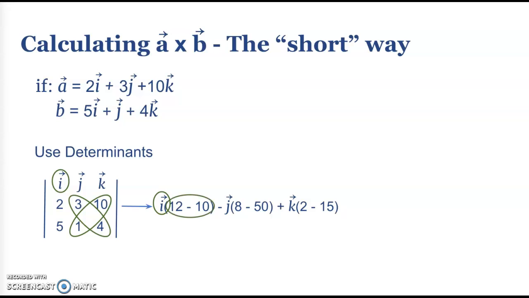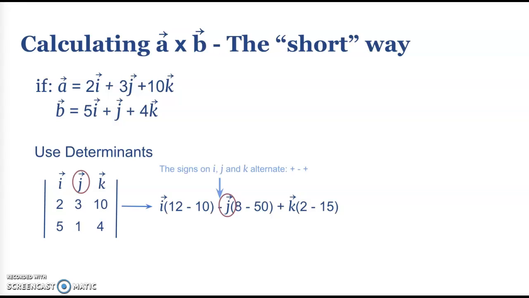Now we're going to look at j. Notice the sign on j is negative. We alternate. So the first one is positive, the second is negative, the third is positive. If this were a 4 by 4, because you had vectors in 4 space, then the next one would be negative, etc. Now cross off the row and the column that j is in and look at the remaining numbers. You have a 2, a 10, a 5, and a 4. Multiply the 2 and the 4, multiply the 5 and the 10, and subtract them. All right, now we're ready for k.